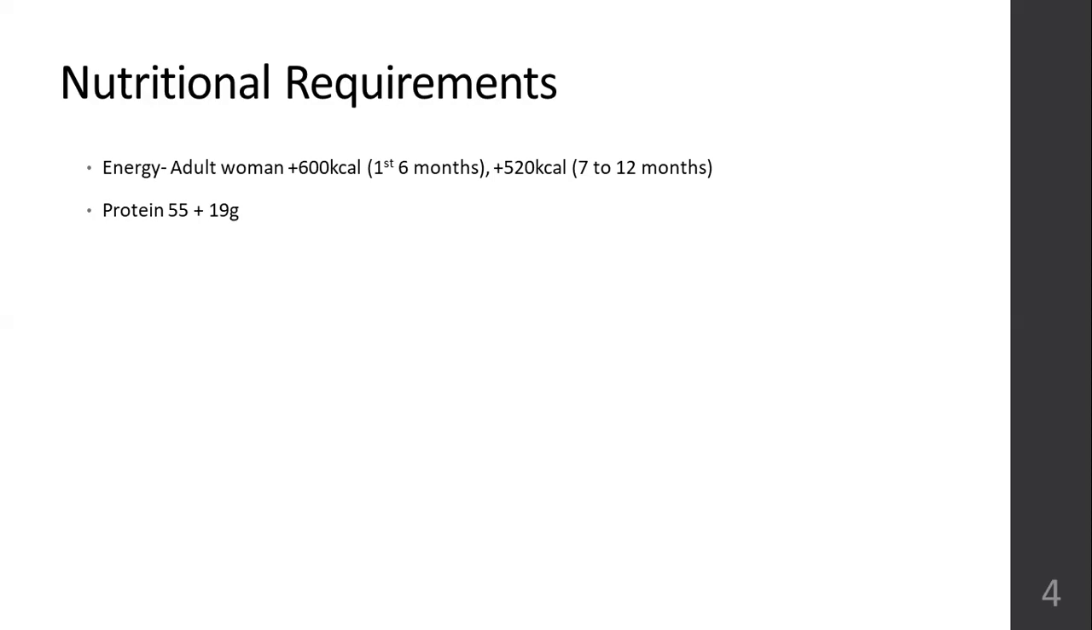55 gram of protein is the average requirement for all adult women, with plus 19 gram additional protein just for maintaining the lactation. Additional 19 gram on top of the regular protein intake.